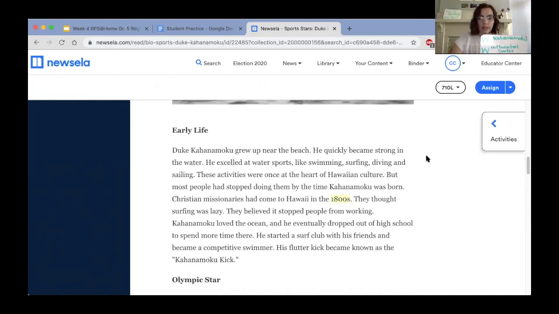A good answer would be influential surfer, Olympian, advocate for surfing or Hawaii. You could have said any of these things, and they would have been appropriate as long as you get the other key details that back them up.